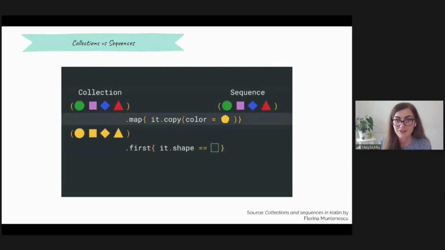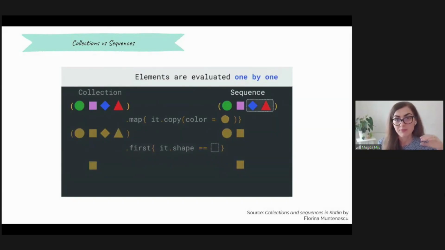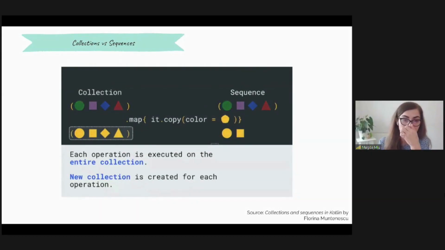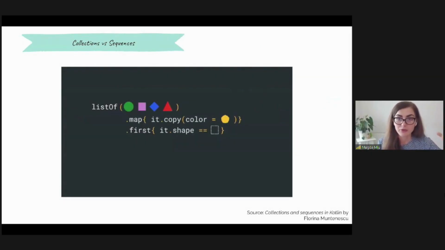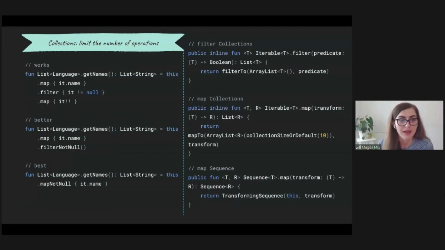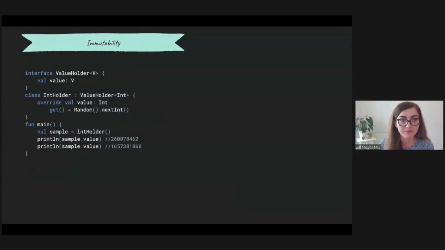And I really love this animation. It's made by Florina Muntenescu, and it shows exactly the difference between sequences and collections. The lazy evaluation for sequences processes elements one by one, and for the eager evaluation, we create a new collection at each step. Behind the scenes, for collections, the filter and map functions are inline. For sequences, they are not. So this is why we should be careful when choosing one or the other. Prefer sequences only when we have a big number of elements.